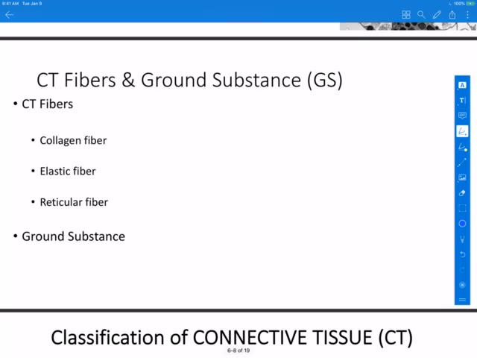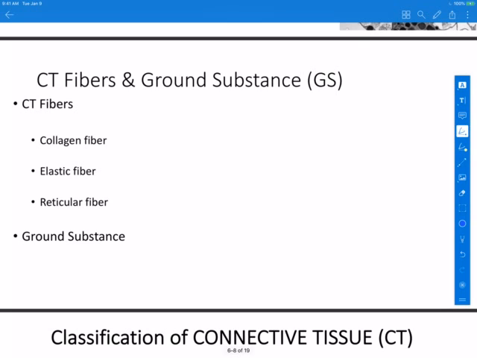So collagen fibers are long protein strands. They're long fibrous strands that are particularly good at resisting tension. And we can have thick collagen fibers and we can have thin collagen fibers. But collagen is very good at resisting pulling forces. Now, elastic fibers contain a protein called elastin. And that protein gives elastic fibers the quality of being elastic, which means that they can recoil to their original shape and size when they're stretched and then released.